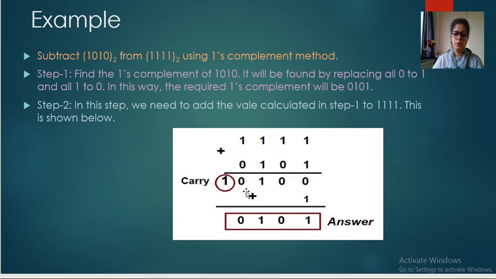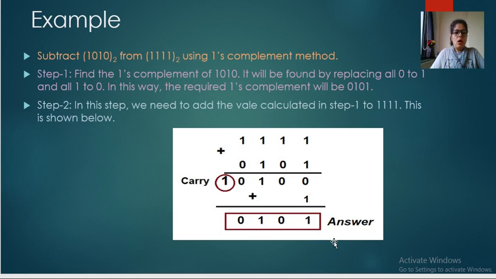Now I have told you that if we get a carry, we have to remove that carry and add it to the least significant bit. So remove the carry from this position and add it to the least significant bit. So add 1, now add these two numbers. 0 plus 1 is 1, 0, 1, 0. So this is the final answer.